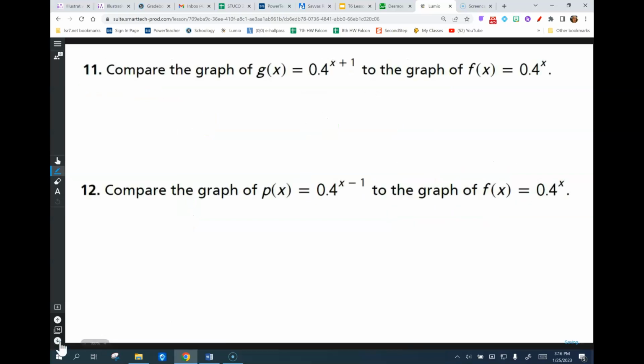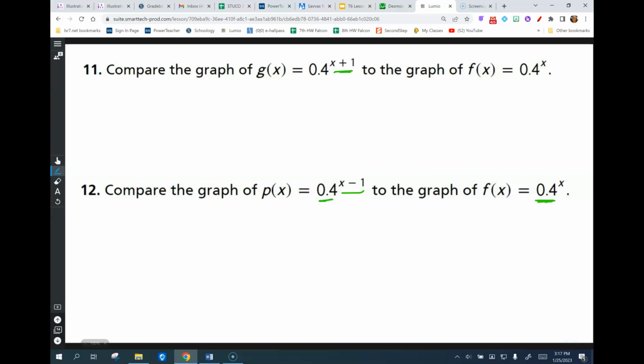For 11 and 12, we're going to just compare more of what's happening. These are all going to be horizontal shifts. This is going to shift to the left 1. My asymptote does not change. My y-intercept, I'm going to plug a 0 in. It doesn't matter what the parent function is. It's still going to do the same stuff.